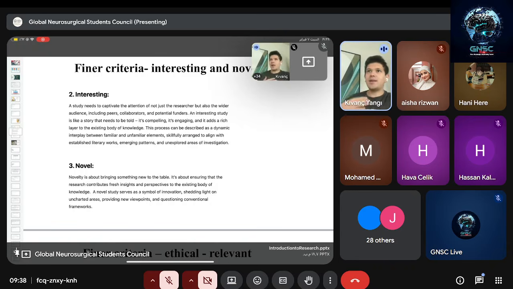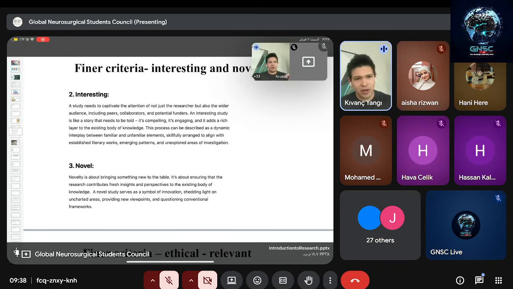You need to tell us what is the importance of this study. At the end of the introduction section, you should always tell that. Why do you think your study is worth publishing? It should address a critical gap in the literature.